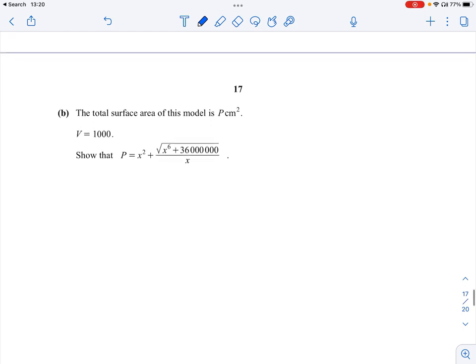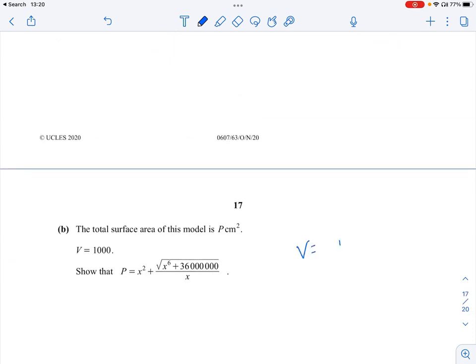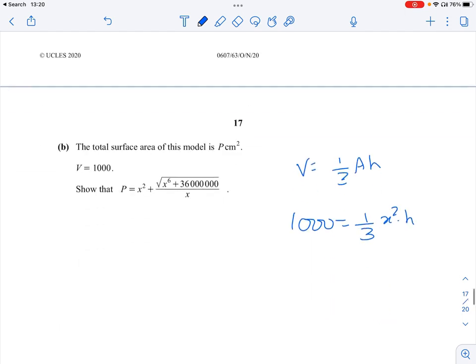So what am I going to do? Volume. So volume is nothing but what? 1 upon 3 AH. So 1000 equals 1 upon 3 AH. Area of the base is nothing but x square times h. So from there, h equals nothing but how much do I get? 3000 upon x square. This is the value of h.